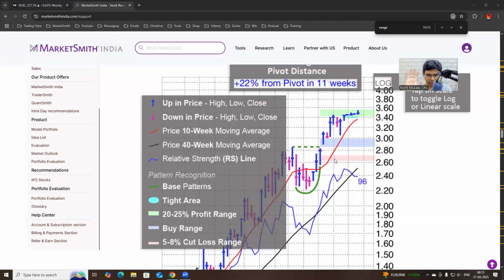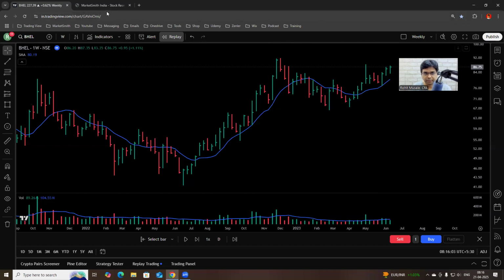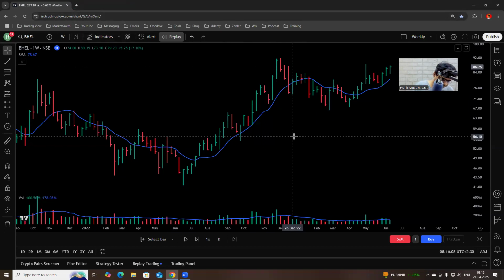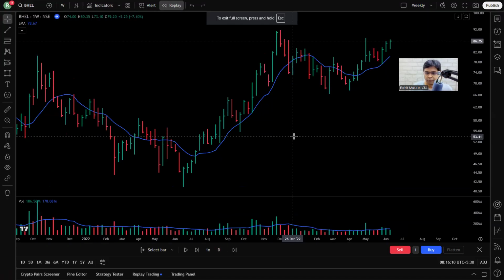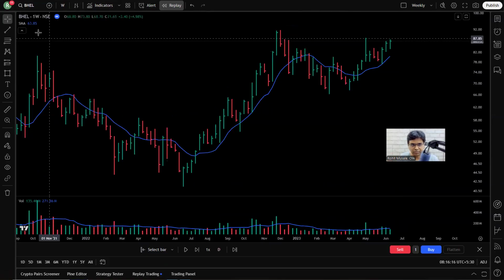We will use the same color code combination which William O'Neil is using so that there is no confusion. So we will plot these on this chart. Okay, so this is a cup with handle. Let me remove this. Okay, so this is a cup with handle. I think this is base number 1 or it is base number 1B. This is BHEL.